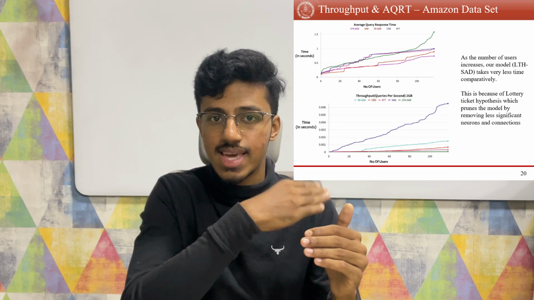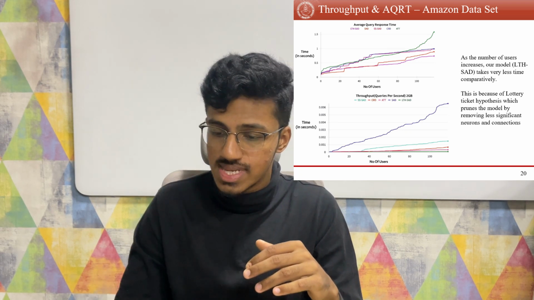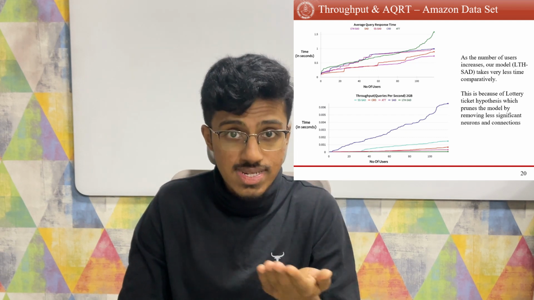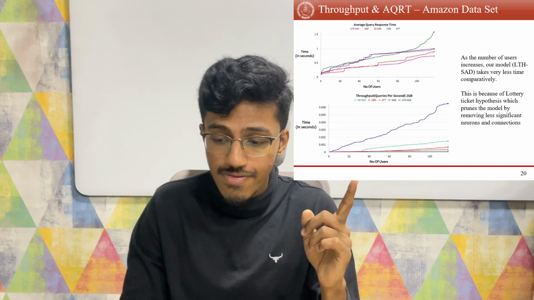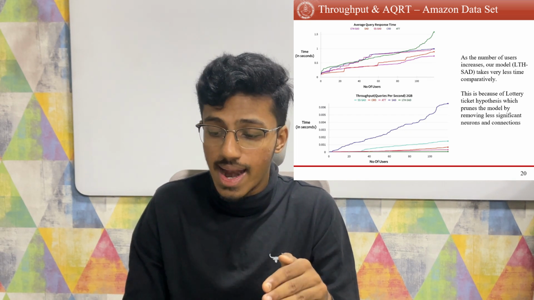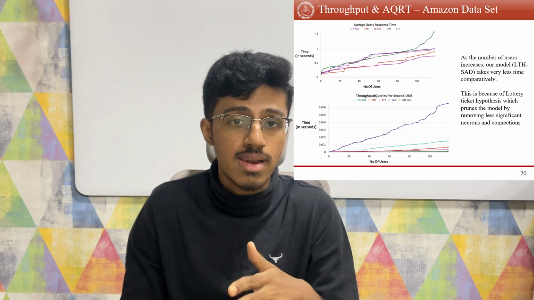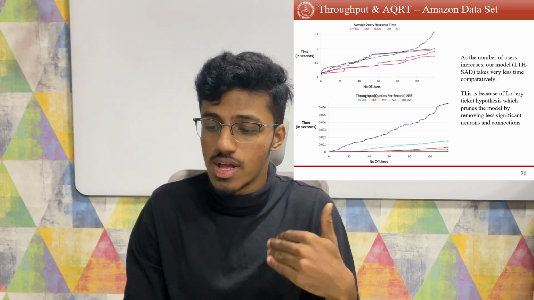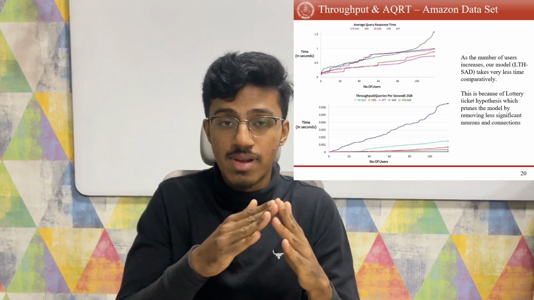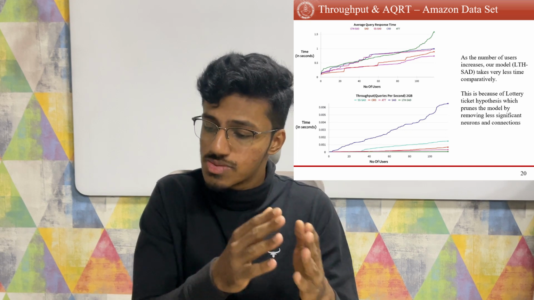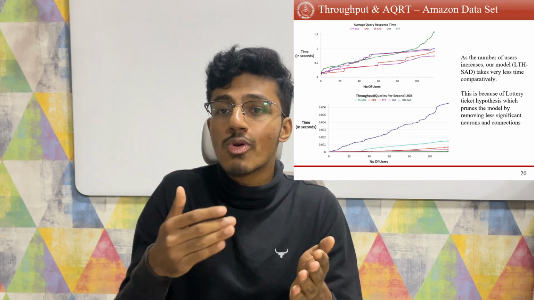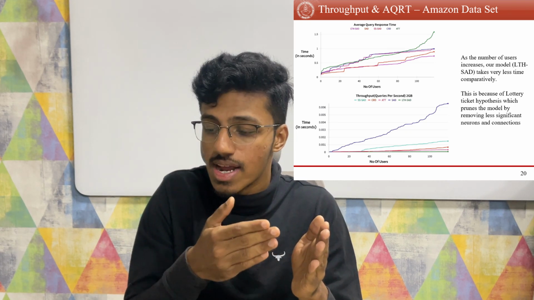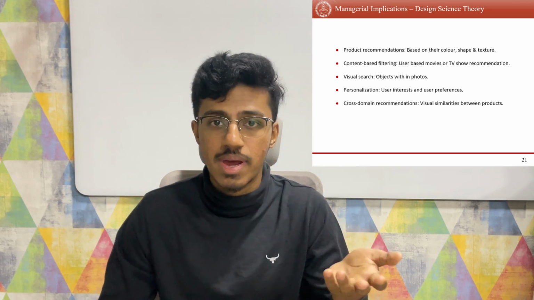If you see the graphs here, the pink line in the top graph, that is the lowest line, which yields very little time, and the bottommost line in the second graph, in green color, represent our model. The top one is for AQRT and the bottom one is for throughput. This shows that our model is very scalable. This is because of the lottery ticket hypothesis, which prunes the model by removing very insignificant unwanted neurons and connections. Some of the managerial implications are visual search, personalization, cross-domain recommendation, etc.